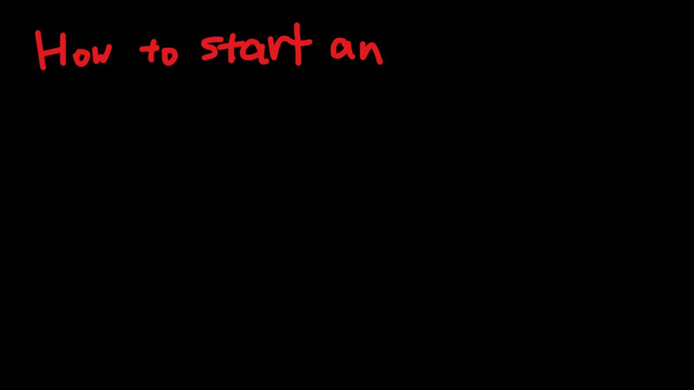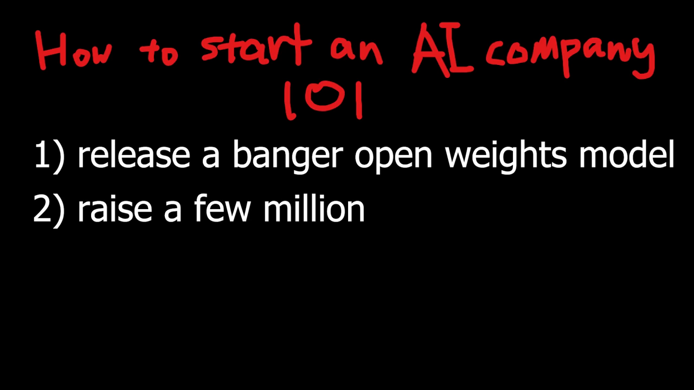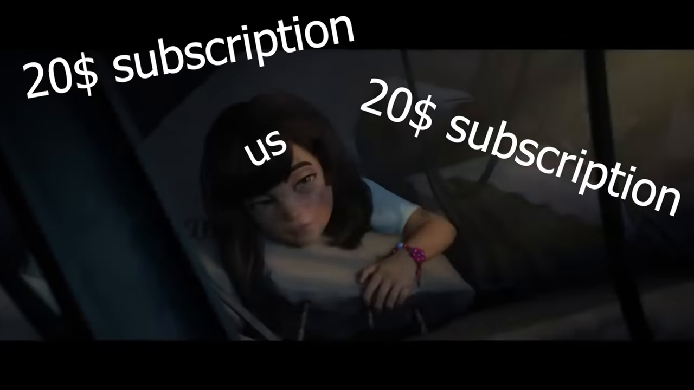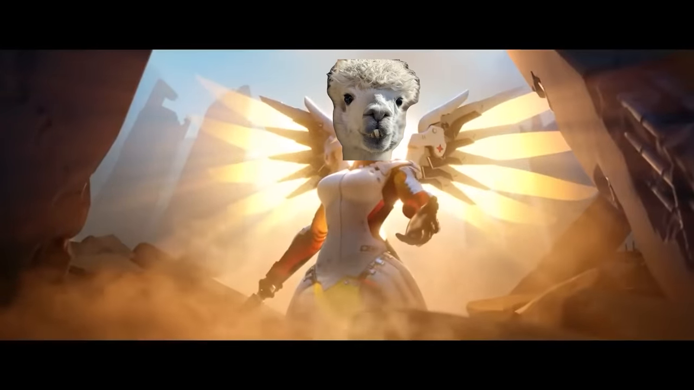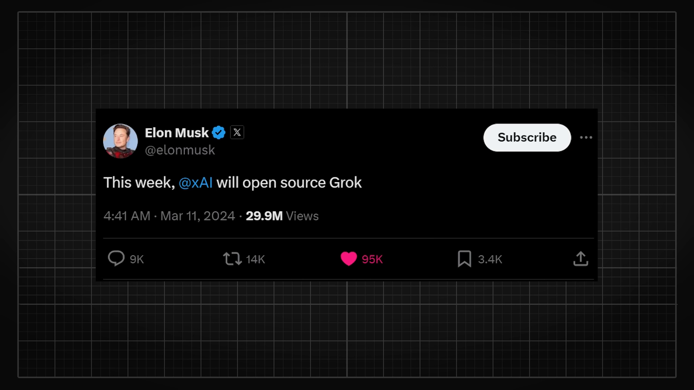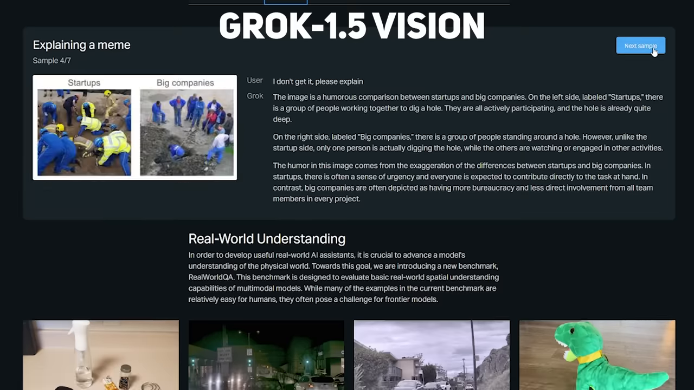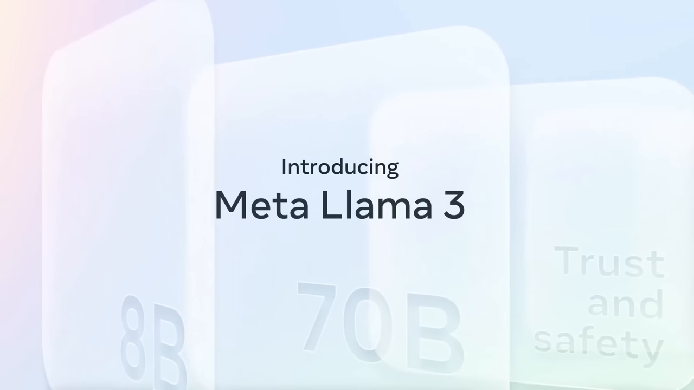While the current trend for running an AI company is to release a banger open weights model, raise a few millions, and then disappear behind a paywall, Meta and xAI have continued to bless us with their top tier open source models. With xAI open sourcing Grok 1 completely out the wind by Elon and teasing us with Grok 1.5 vision shortly after, Meta also dropped the long anticipated Llama 3 a week later.